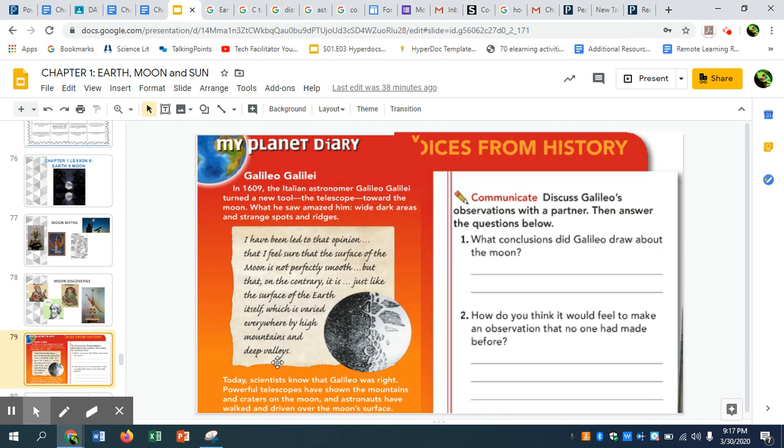So in your answer for number one, what conclusions did Galileo draw about the moon? He said that the moon had ridges and valleys, and its surface was rough and had all kinds of different spots on it. So that's something that you can write over here, very similar to Earth.